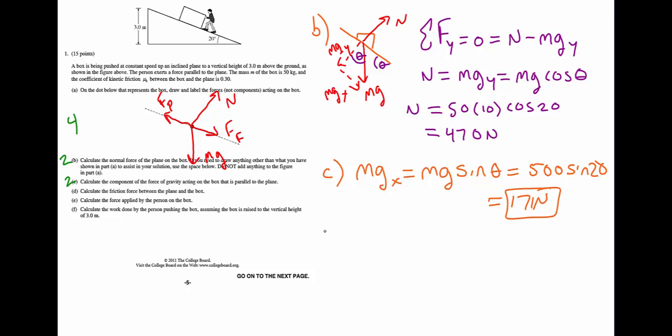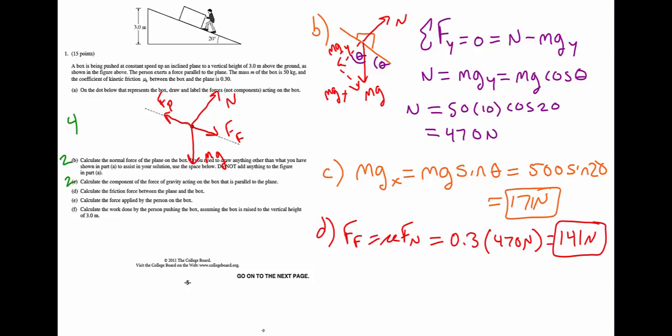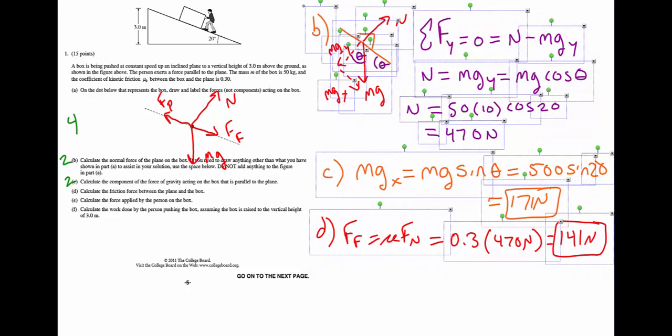So for D, I'm going to say the force of friction is mu Fn. This is kinetic. And Fn, we already found over here in part B. So we're just going to take 0.3 and multiply that by the normal force of 470 newtons. And that is 141 newtons. I'm going to go ahead and shrink some of this stuff because it's getting to be in the way.